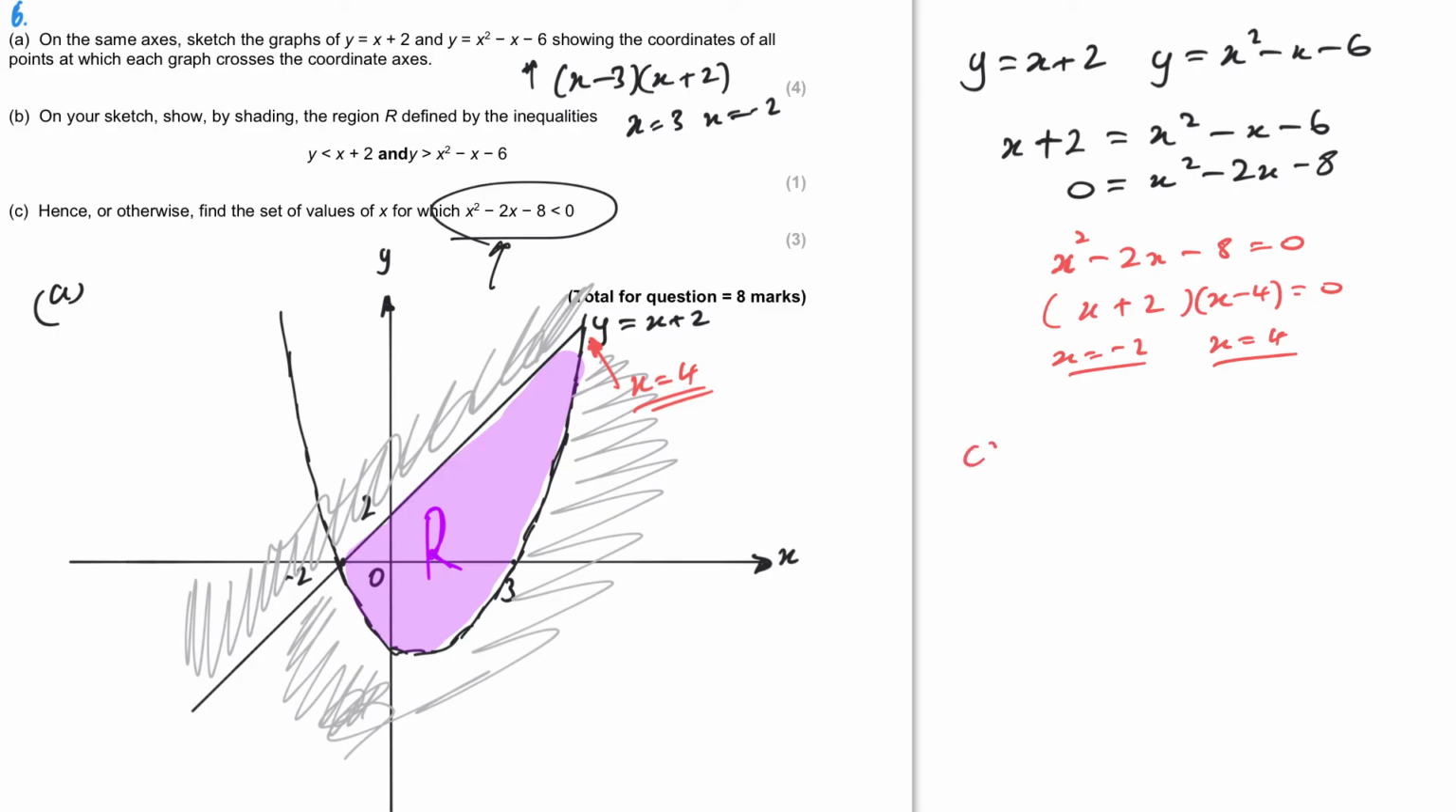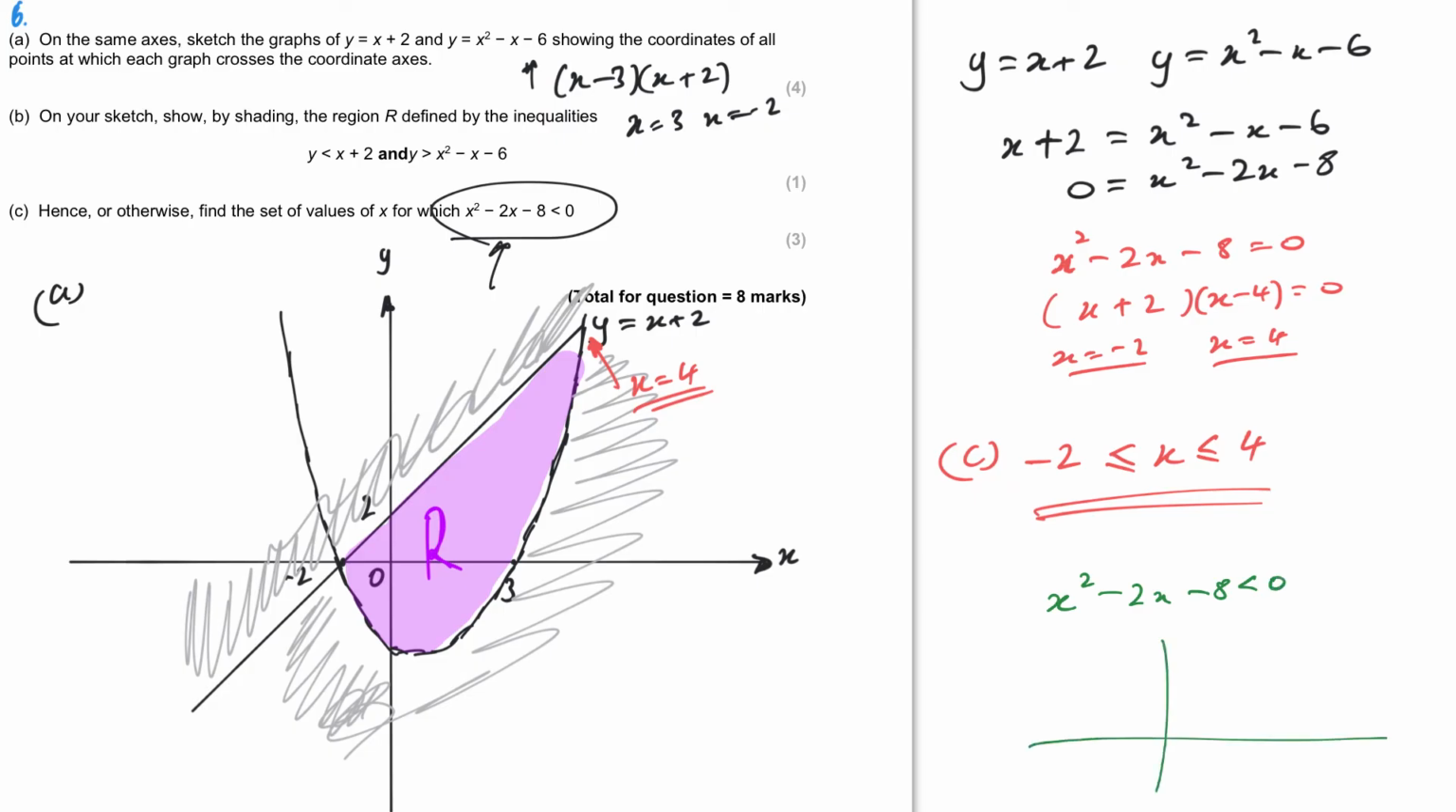So my inequality for C is that x is less than or equal to 4 and greater than or equal to negative 2. Okay, I don't really need to use this particular sketch for it. I could equally have drawn this as a sketch, these 2 points, and then done it, because it's "hence" or otherwise. So, if I was doing it normally, I would have gone like this.